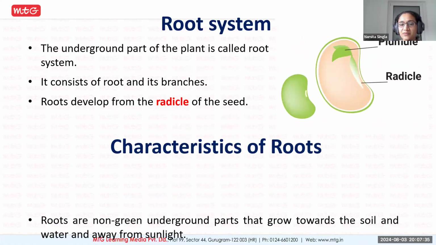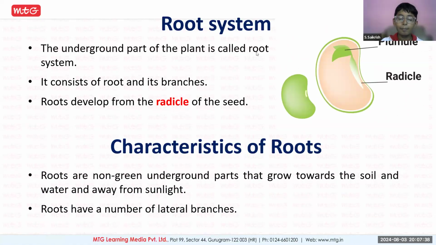Sai Krish, yes, you have a question to ask? Yes, ma'am. Ma'am, algae comes in which category? Algae are a group of plants only. They are included in the Plantae kingdom.